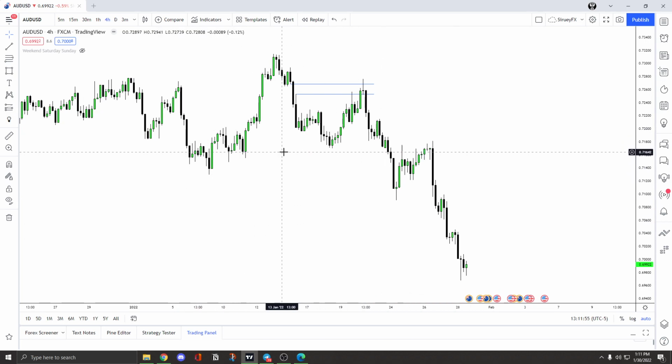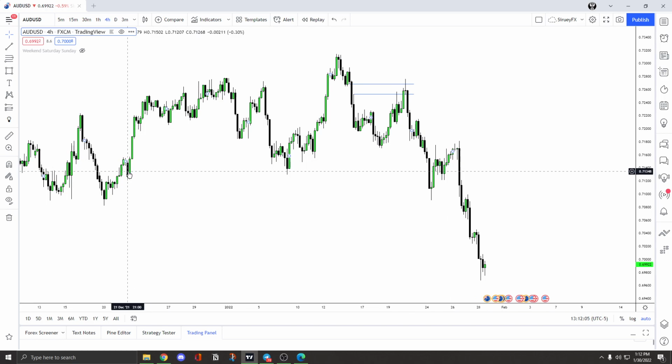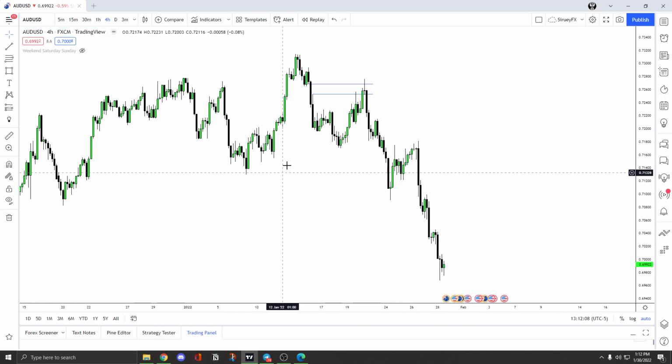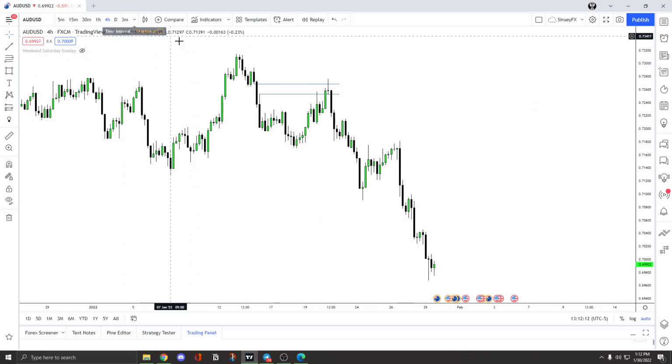The market maker sell model is what I'm interested in because shorts are high probability as we are in the premium of a range and price has liquidity lower, resting below the marketplace. So now I'm going to go on the 3-minute time frame.